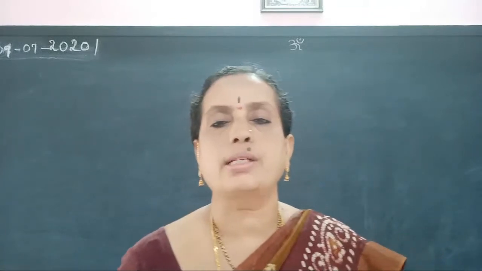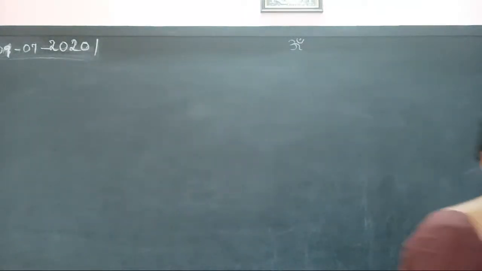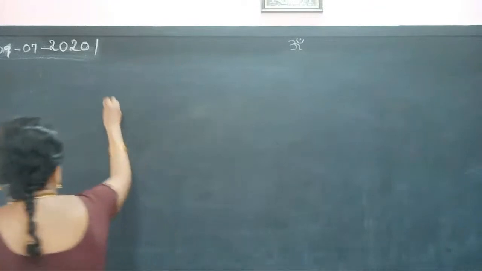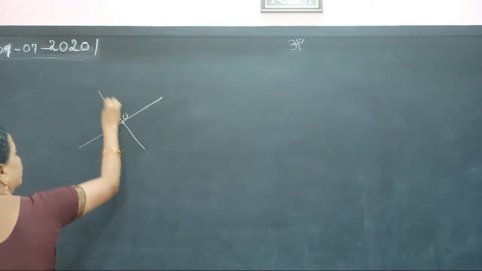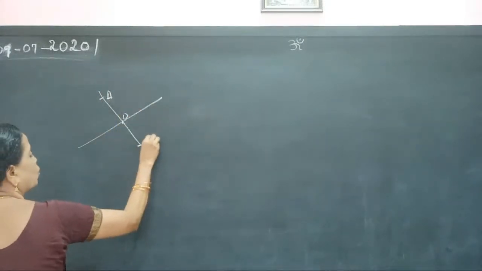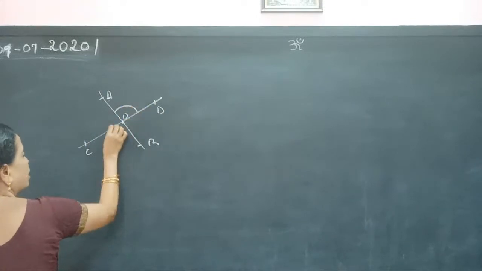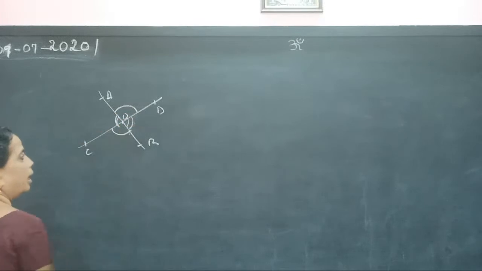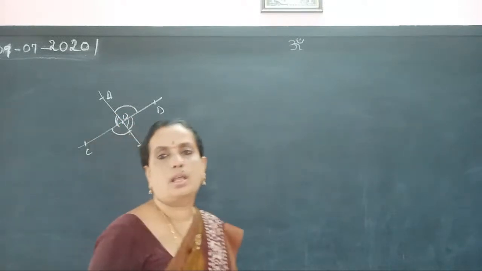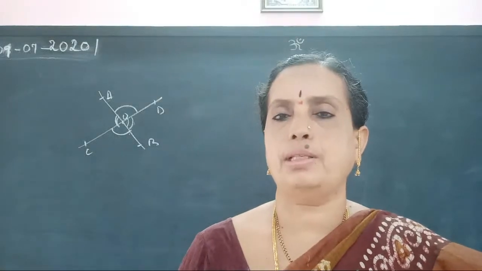Aishani, they are not adjacent angles, they are vertically opposite angles. That is, when two lines intersect at a point, then the angles so formed, these are the pair of vertically opposite angles. According to theorem 6.1, we proved this. Okay.